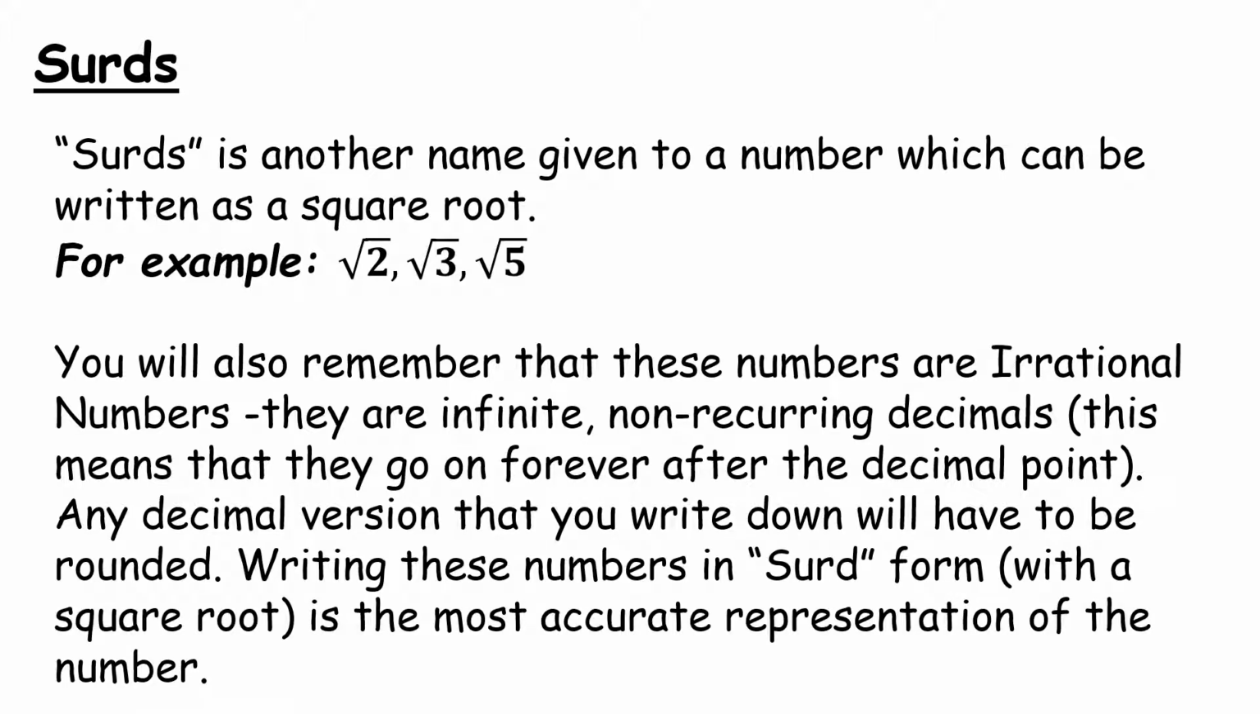You remember that these numbers are irrational, so hopefully you remember that. So they're infinite non-recurring decimals, so this means they go on forever after the decimal point and they don't repeat themselves. So any decimal version you write down will have rounding. So using this surd form is the most accurate way of writing the number.